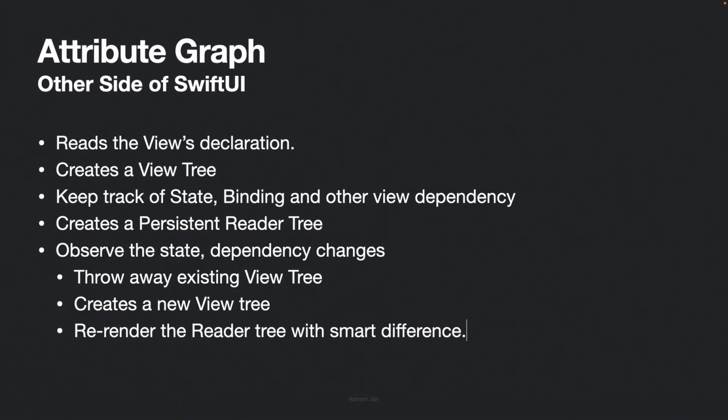So what does the attribute graph do? It reads the view's declaration and creates a view tree from that declaration, and then it keeps track of the state, binding and other view dependencies, and it creates a persistent render tree from that. It observes the state changes and then recreates the view tree, throws away the existing tree, creates the new tree, and then re-renders the render tree with a smart difference. So it doesn't need to re-render everything, it will only re-render what has changed.